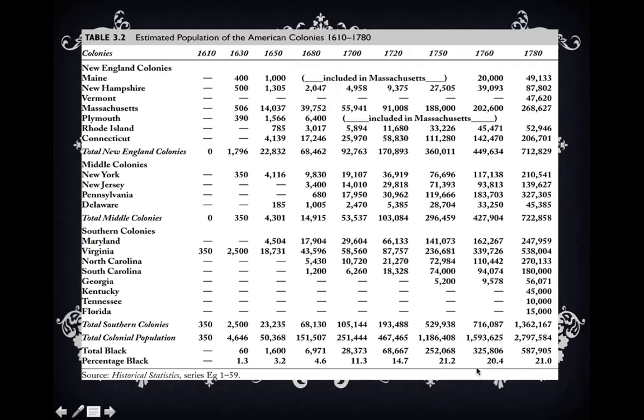And the reason why I'm saying black/slave is that there were some free black individuals in the colonies during this time period, but they were in the minority. So I just want you to be aware of the fact that there were some freed slaves living in the colonies, but their proportion was quite small. So this number, in essence, is measuring the slave population, although it's not a perfect measure.